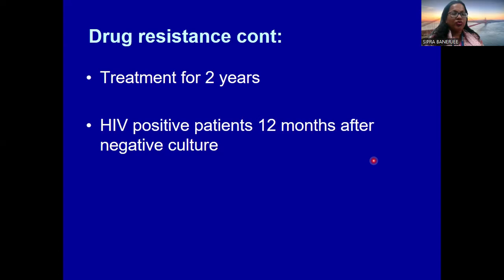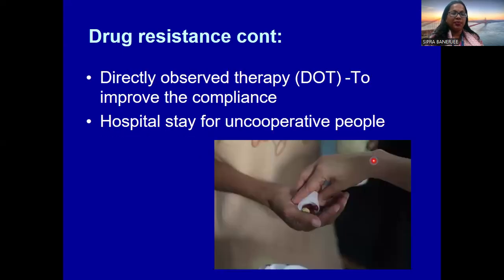Their treatment is for 2 years, and if an HIV positive patient is found, they have to be treated as well. After 12 months they have to show a negative culture. If a negative culture is shown for the bacillus, then it is confirmed that the patient is cured of TB.